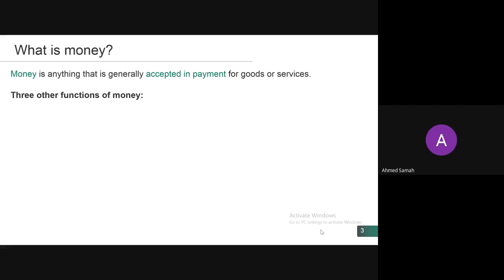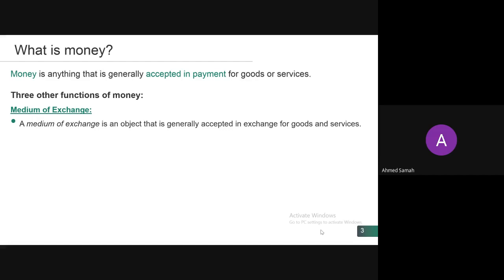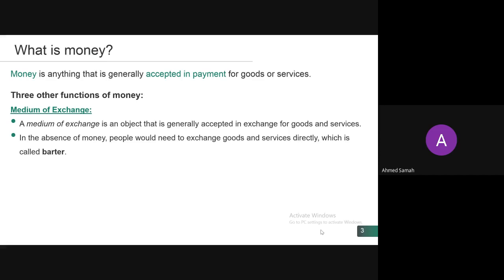First of which is that it should act as a medium of exchange. So money is an object that is generally accepted in exchange for goods and services, something similar to the definition of money. In the absence of money, people would need to exchange one good for another directly. We call this the barter system, no?